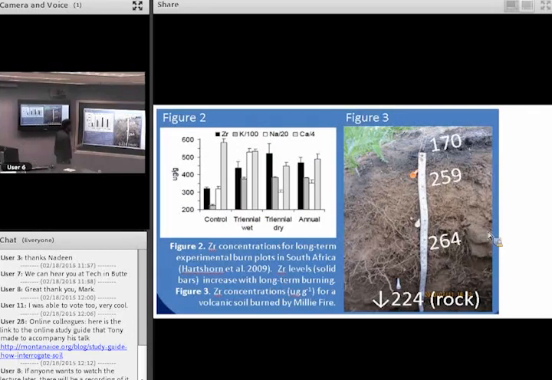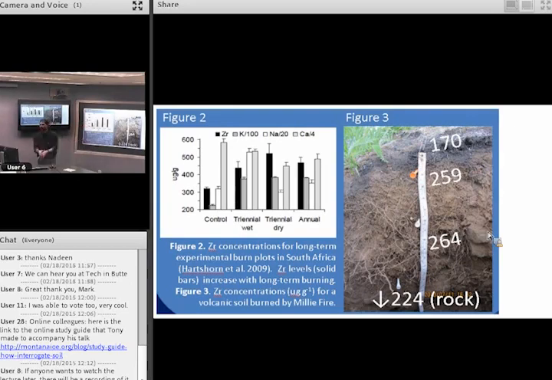So remember that when you burn something, you're supposed to increase the zirconium levels. This is a profile dug on a volcanic soil. And you know, this number is supposed to be like 570. So this soil obviously is not reading my work. No one reads my work, but that's okay.